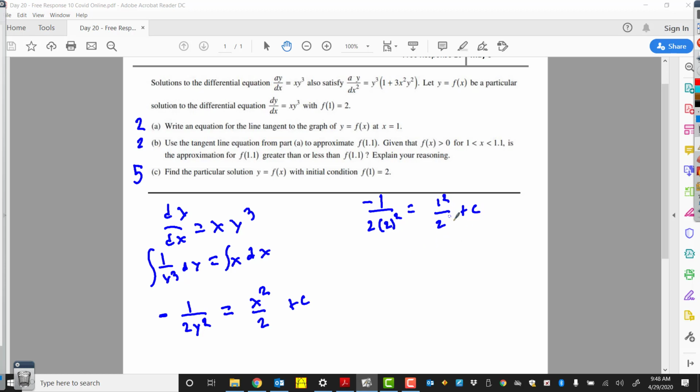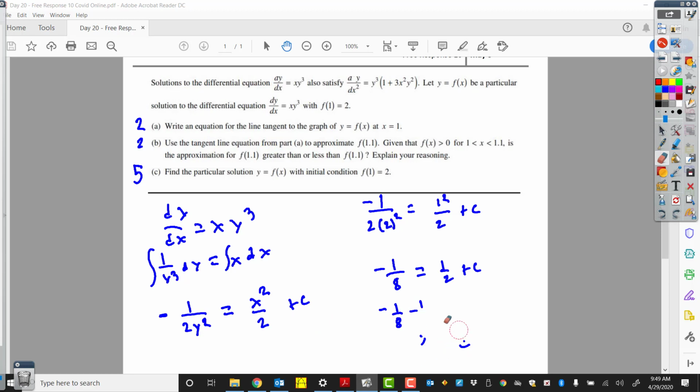And we'll just try and get c by itself. So this is negative 1 over 8 equals 1/2 plus c. Minus 1/2, so negative 1 over 8 minus 1/2 equals c. Negative 1 over 8 minus 1/2 is the same as saying negative 1 over 8 minus 4/8. So negative 1 over 8 minus 4/8 gives us negative 5 over 8 equals c. So there's our c.